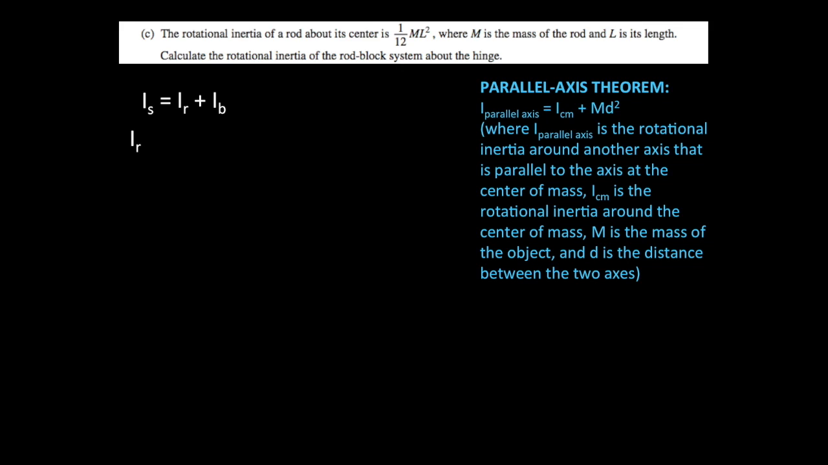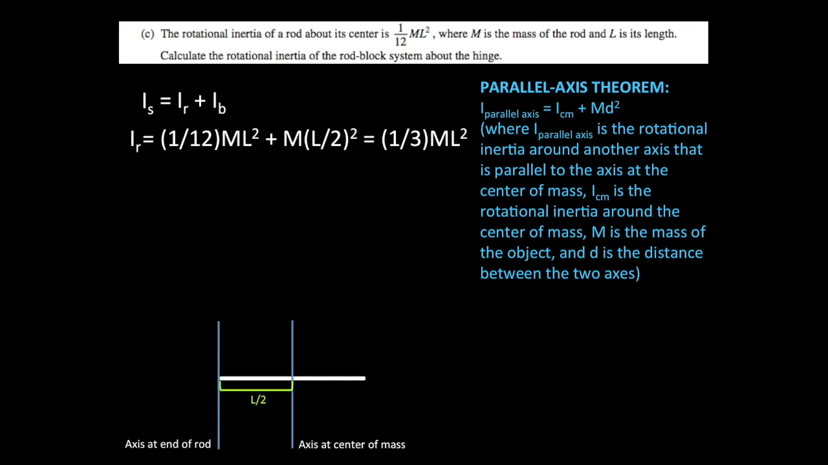So in this case, the rotational inertia around the edge of the rod is equal to the rotational inertia around the center of mass, which is 1 over 12 ml squared, added to m times the square of L over 2. And remember, it's L over 2 because that is the distance between the two axes, as you can see in this diagram. If you simplify all this, you get 1 over 3 ml squared.